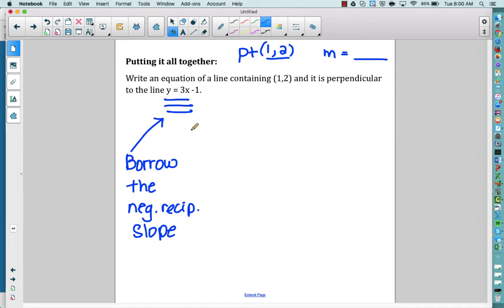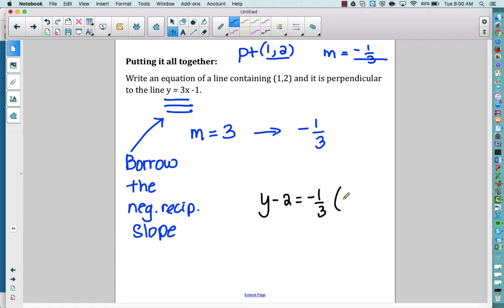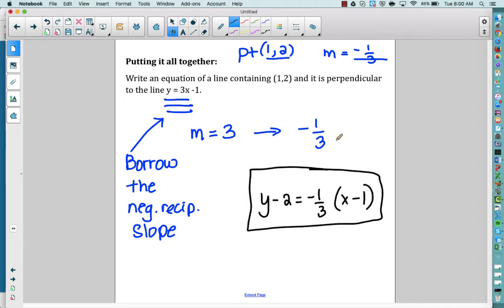So I'm going to take this slope of 3, and I'm going to take its negative reciprocal. So it would be negative 1/3. All right, so now I have my point, I have my slope. Best equation to use at this point would be point-slope. So I plug it right into point-slope, and I get y minus 2 equals negative 1/3 times x minus 1. And there's my equation of my line.